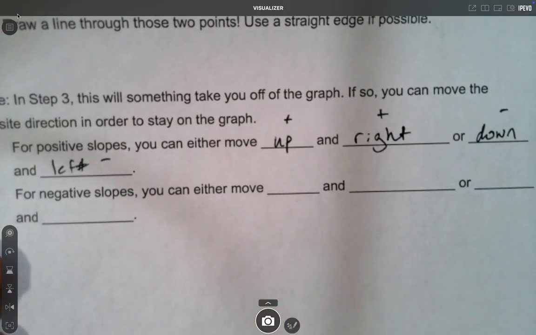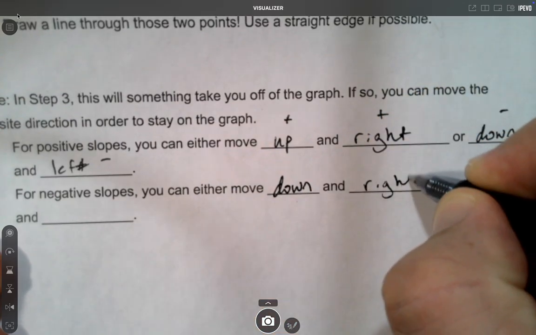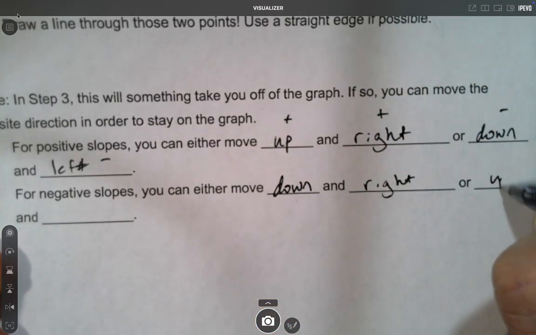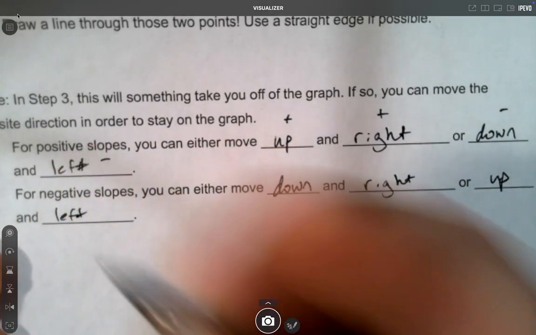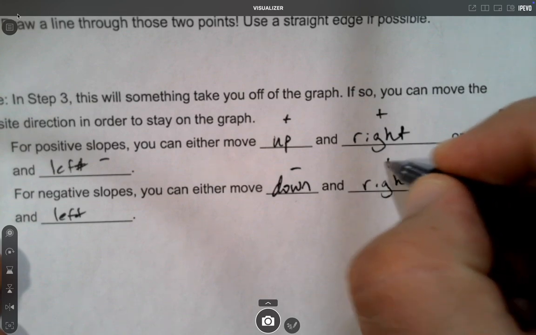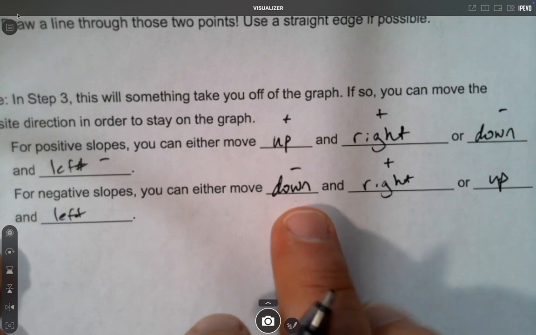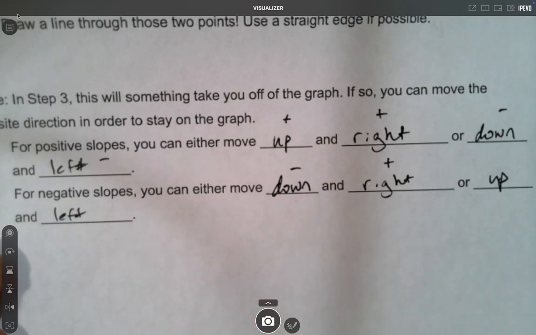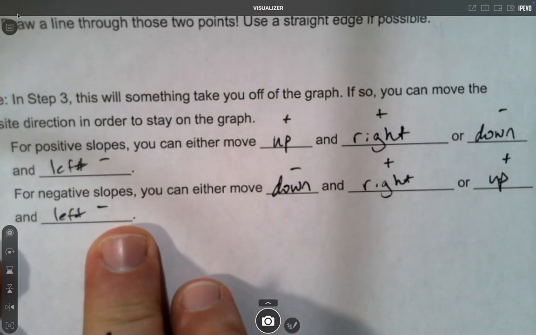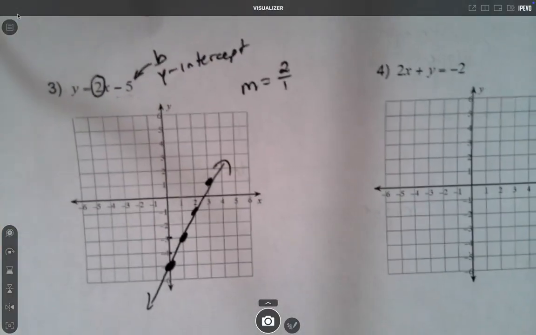For negative slopes, you can either move down and right or up and left. Again, down is negative, right is positive. So overall, that's a negative thing, because this is from a fraction, so we'd be dividing these two. Negative divided by positive is negative. Then up is positive, left is negative, and a positive divided by a negative is also negative. So I'm going to try to show an example on the back, and I think the one we already did will help explain it somewhat too.